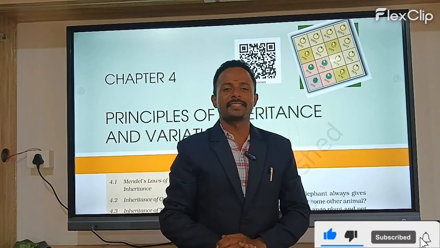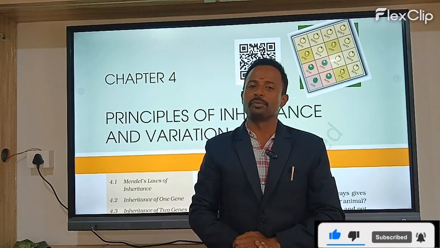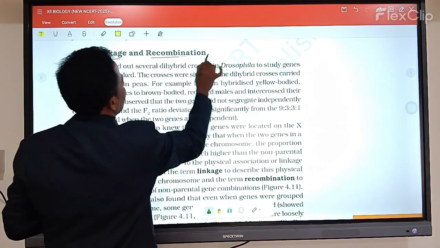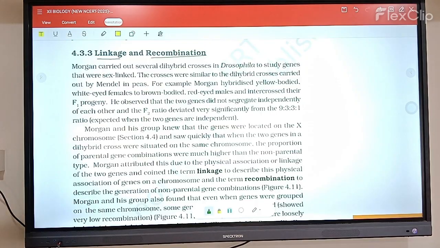For this session we will discuss NCERT Class 12 Chapter 4, Principles of Inheritance and Variations: Linkage and Recombination. What is linkage? What is recombination?